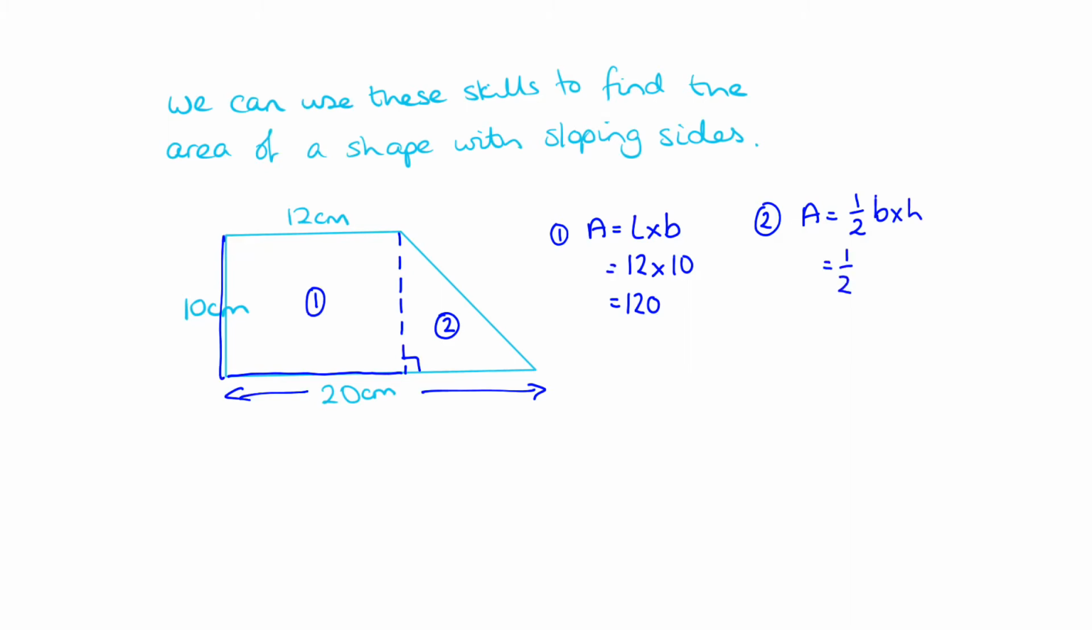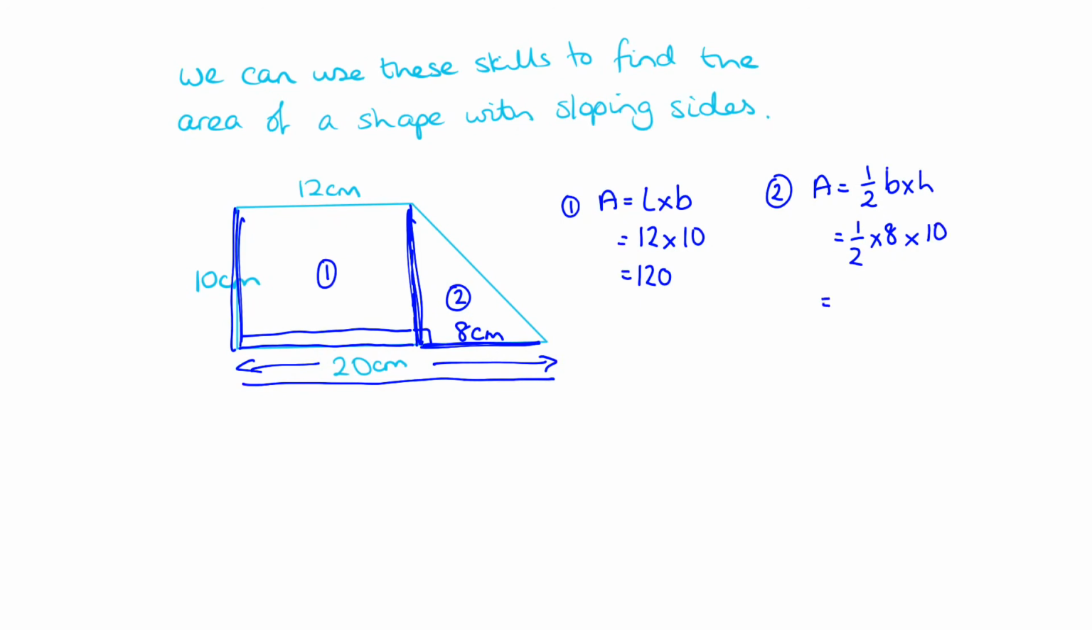And then shape 2 is a triangle, so it'll be a half base times height. The base of the triangle is this line here. So if that's 20 all the way along and that bit of it's 12, that must mean that that one's 8 centimetres. And the height of our triangle, this bit here, same as there, so it's 10.